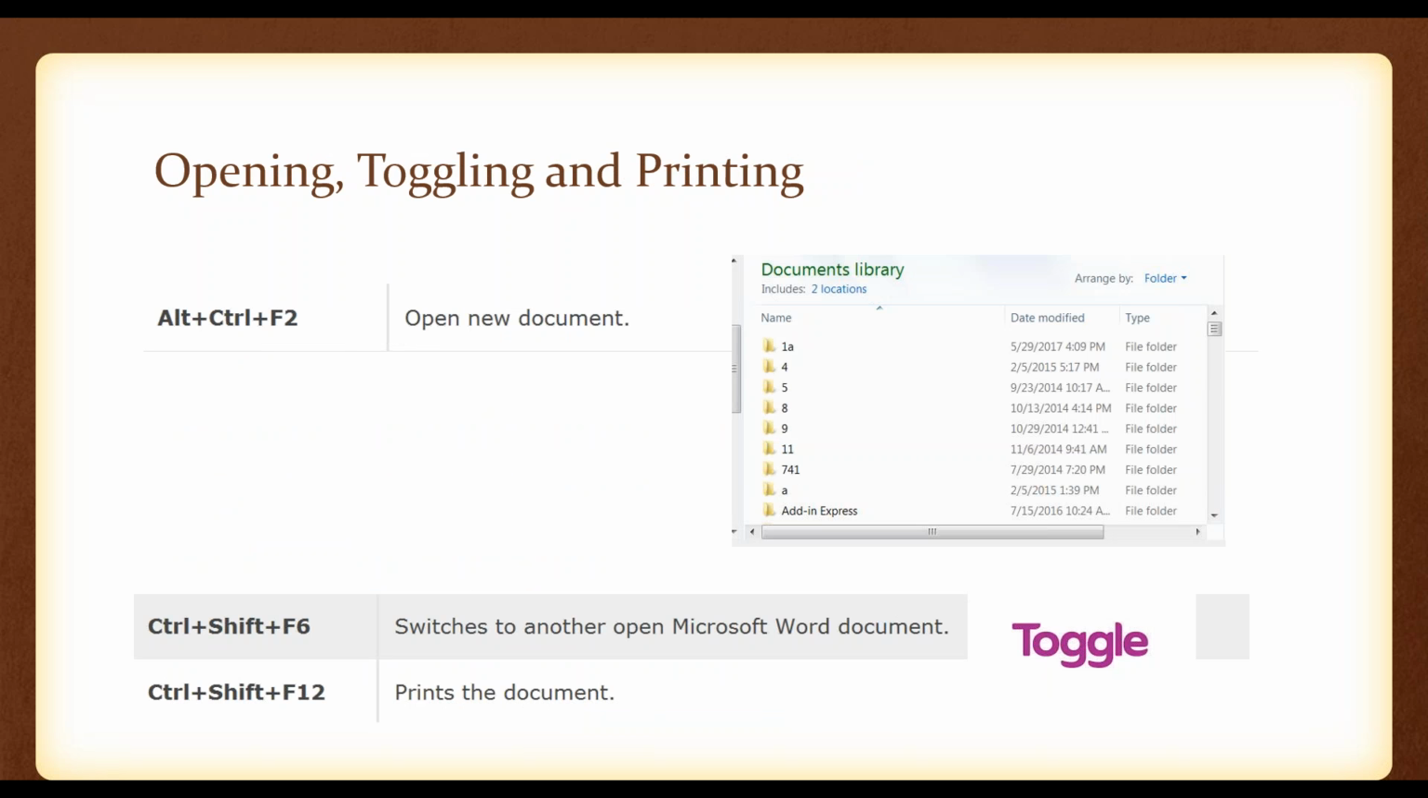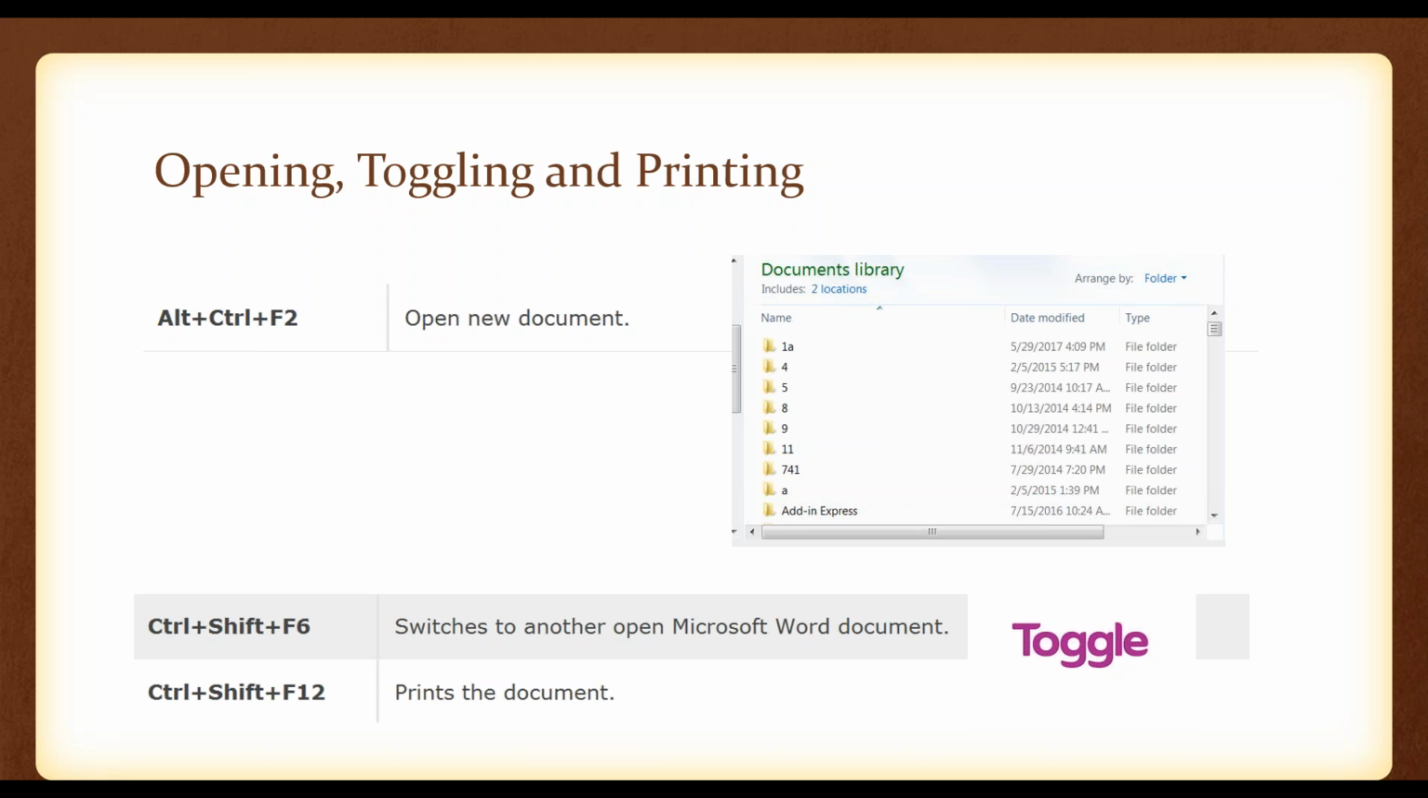You can do Alt Control F2 to open a new document in Word. This is what happens if you do Control or Alt Control F2. You're going to go to your library or wherever you have lots of your documents, and instead of going through your entire computer tree, you can just click on that and end up going into the folder that you wanted.